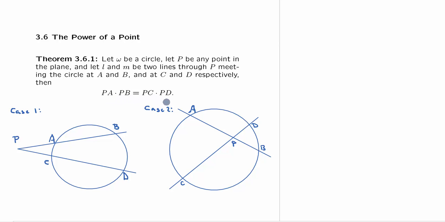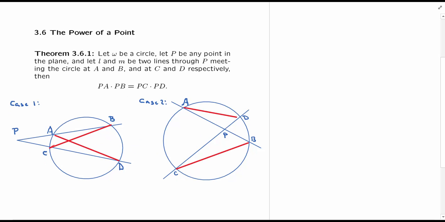So to prove this theorem, we'll begin by connecting AD and BC in both pictures. Now we see over in this picture that angle PBC and PDA are the same because they're both coming off the arc AC, so that's by Thales' theorem. The same thing is happening over here. PBC and PDA are both coming off of arc AC, so they're also the same.